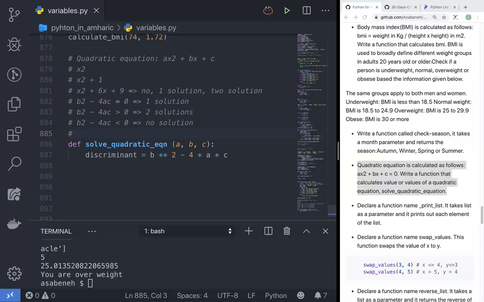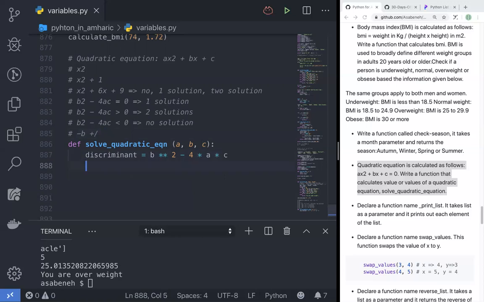Minus b plus or minus the radical of b squared minus 4ac, over 2a, right? Yeah, I got it. So I have to find a way to write that. So minus b plus or minus under the radical b squared minus 4ac, divided by 2a.